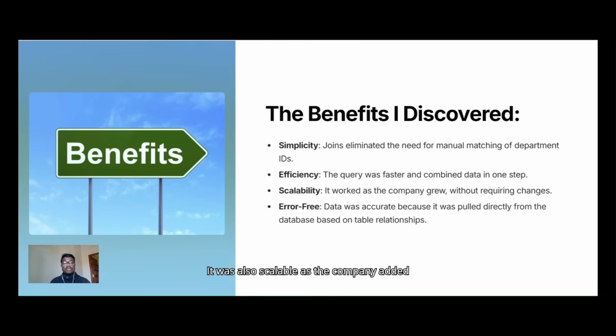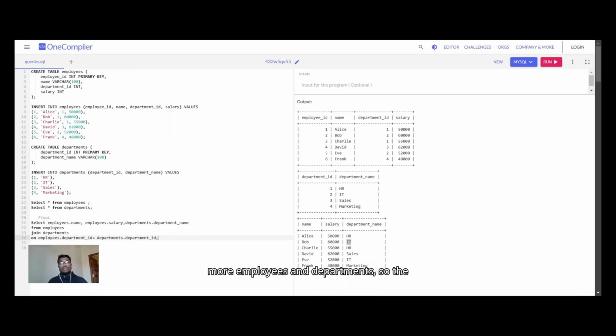It was also scalable. As the company added more employees and departments, the query still worked perfectly without any changes, where the manual method would have needed constant adjustments. With these joins, I was confident that the data was accurate because it was retrieved directly from the database based on the defined relationships between the tables. So this experience helped me learn the importance of SQL joins in database management. If I had not discovered joins, I would have wasted a lot of time manually processing data, and likely there would have been more room for errors.